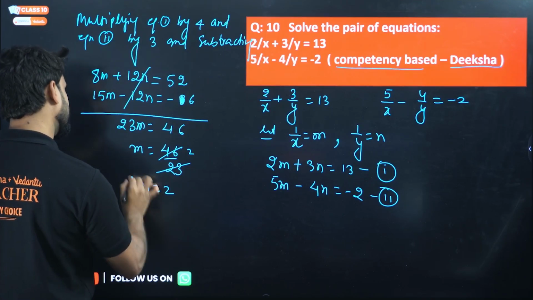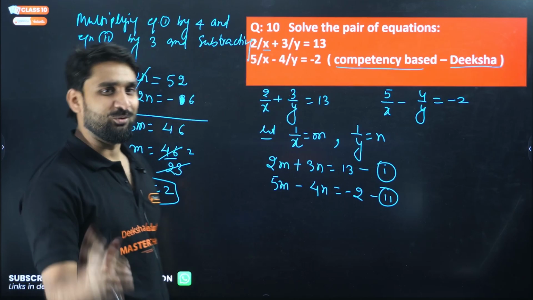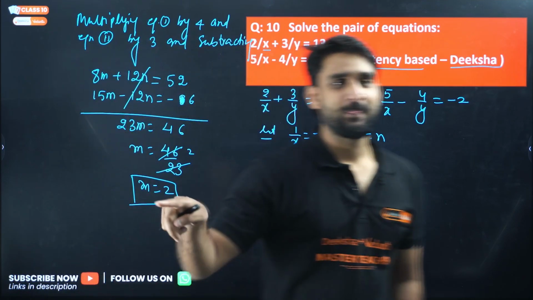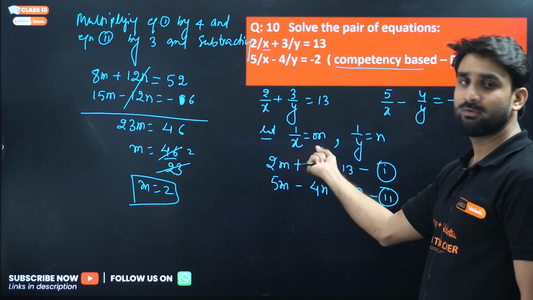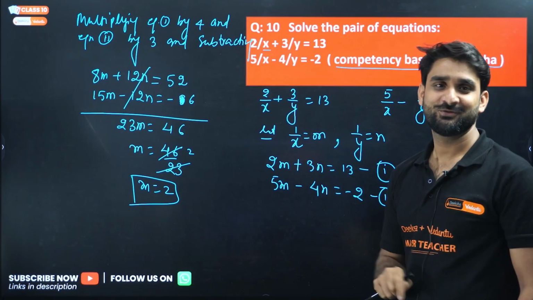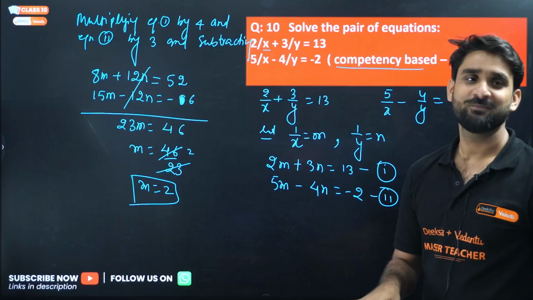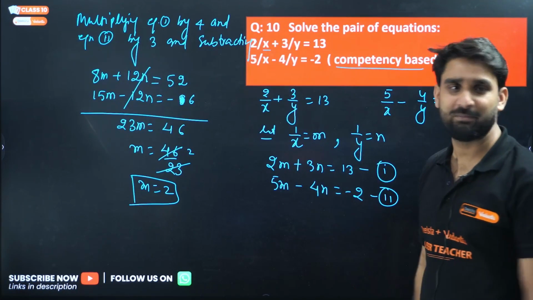Is this our answer? No. The given question is in the form of x, so we have to find out the value of x. We have just found the value of m, which is an assumed form. We have to put this value again to find the value of x. So don't be very quick, don't be in a hurry. Have patience. First find the value of m and n separately, both.